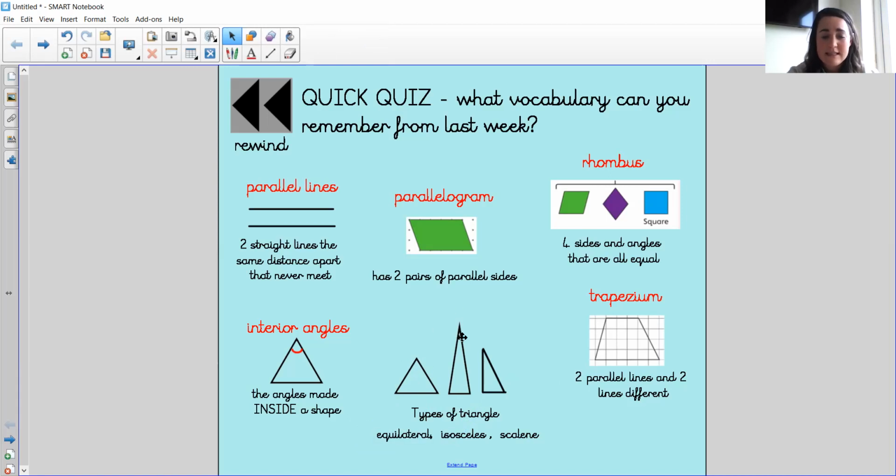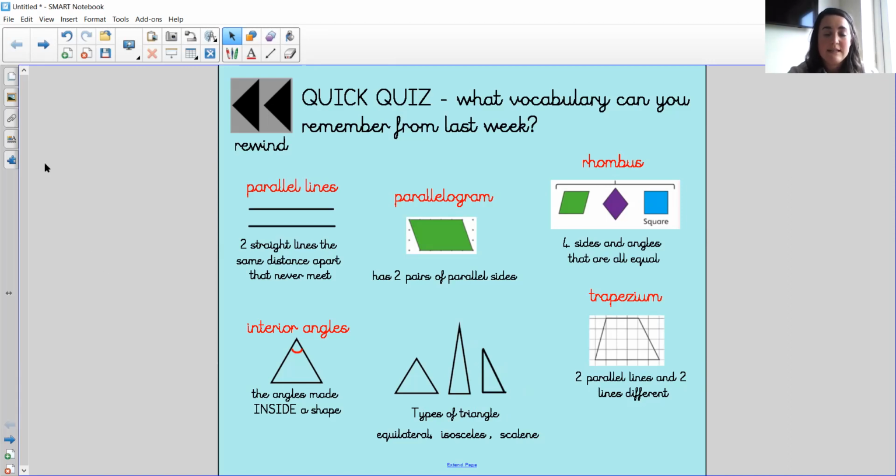We've got the isosceles that has got two sides the same length and one side that is not the same length. Then we've got our scalene that is completely different. Okay, all the sides and all of the angles are different. Okay, so we've got all of this vocabulary, all to do with shape, all to do with our shape learning. Okay, and we can use these to describe when we're talking about properties of shape.